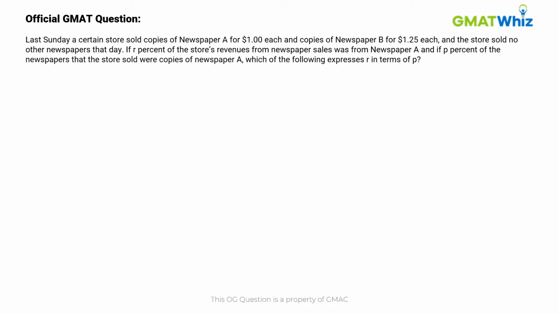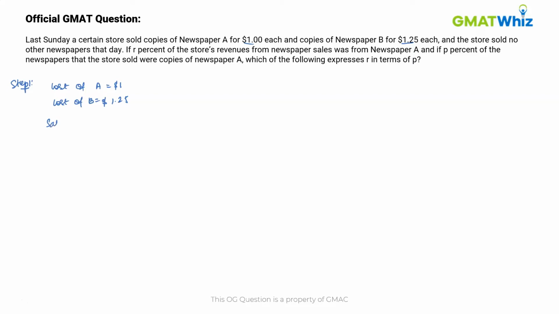In this question, we are given that last Sunday, a certain store sold copies of newspaper A for $1 each and copies of newspaper B for $1.25 each, and no other newspapers were sold at the store that day. So, the cost of newspaper A is $1 and the cost of newspaper B is $1.25. We are given that R percent of the store's revenue from the newspaper sales was from newspaper A.